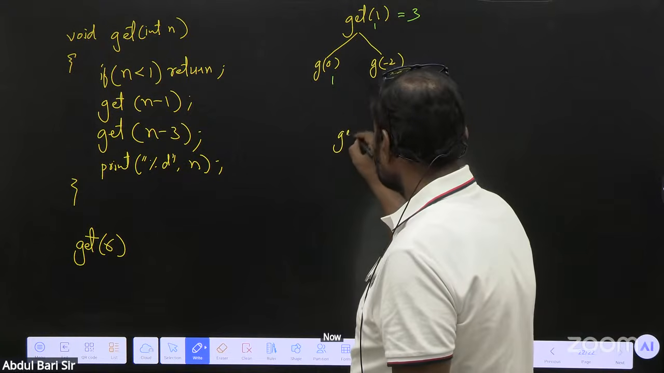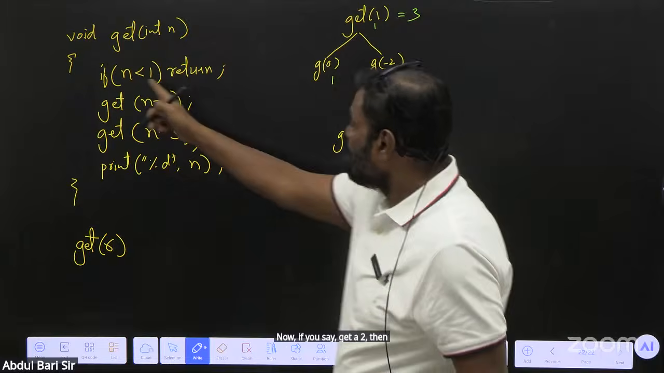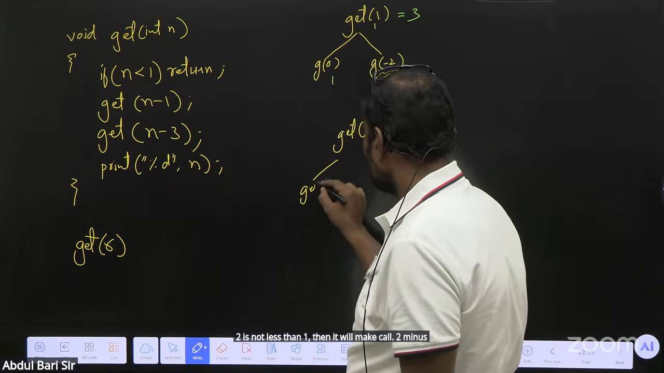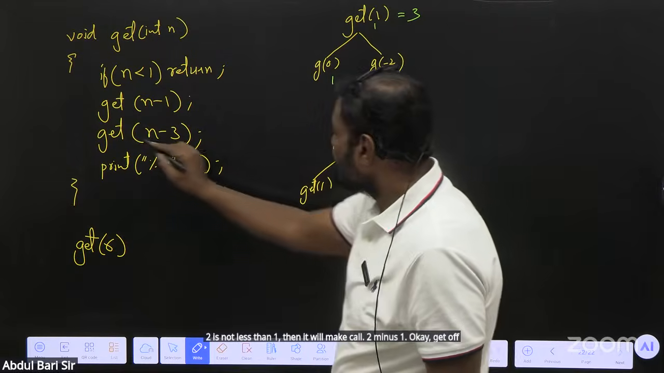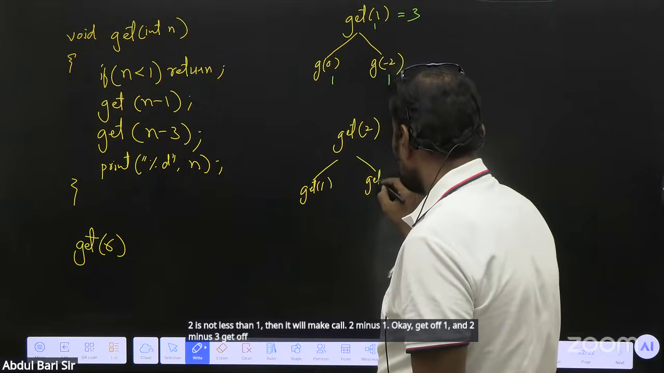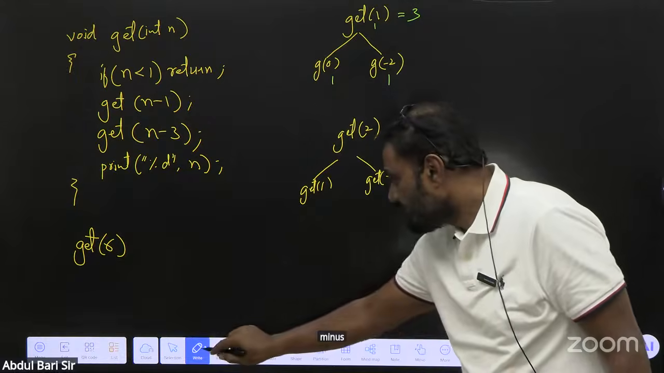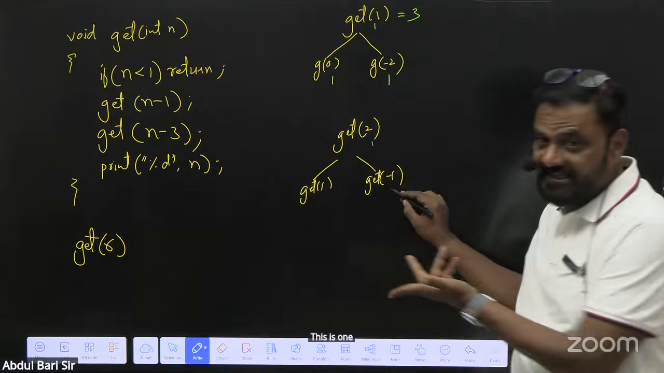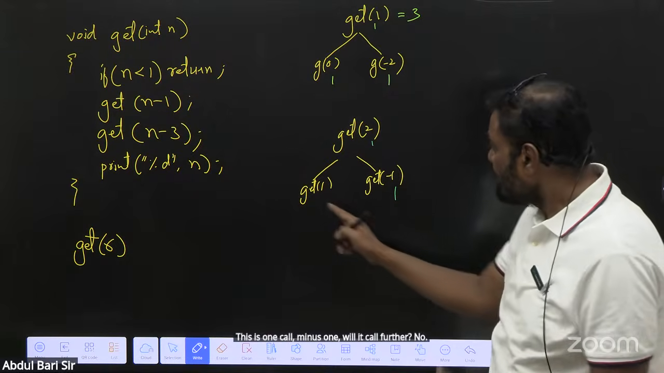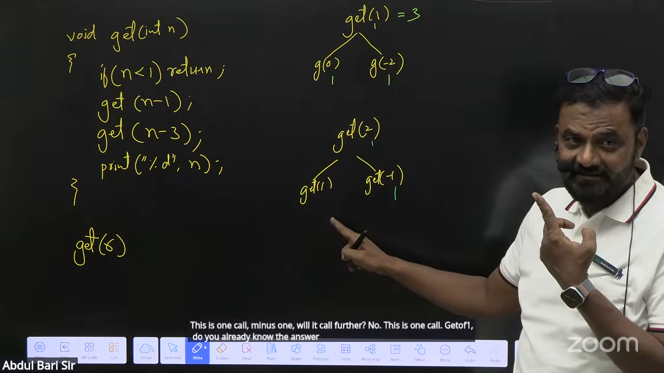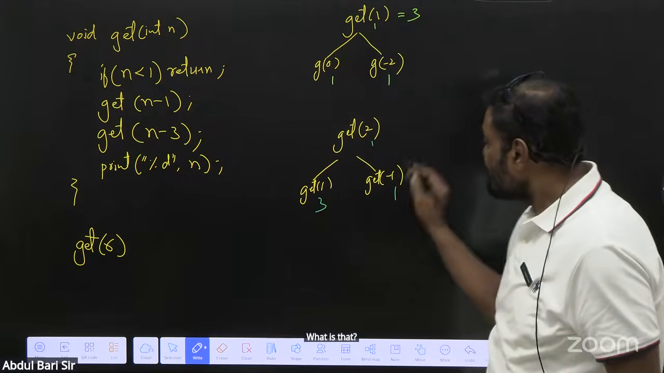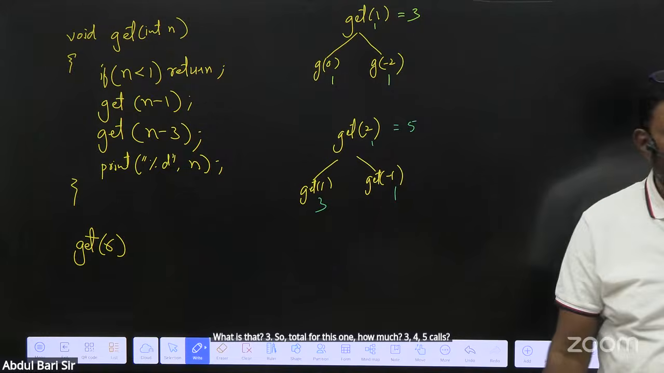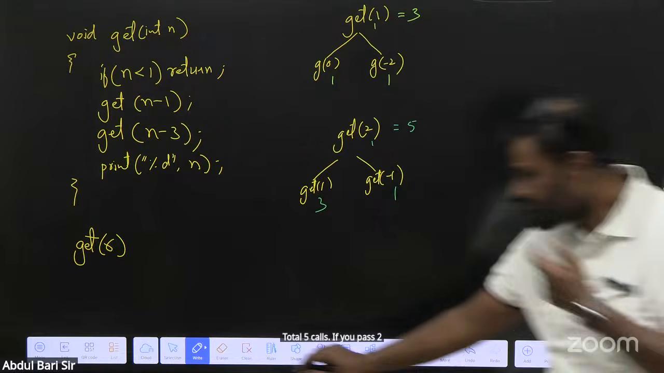Now, if you say get 2, then what? 2 is not less than 1, so it will make the call 2 minus 1, get of 1, and 2 minus 3, get of minus 1. Now this is one call. Minus 1, will it call further? No. This is one call. Get of 1, do you already know the answer? What is that? 3. So total for this one, how much? 3, 4, 5 calls. If you pass 2, total 5 calls.